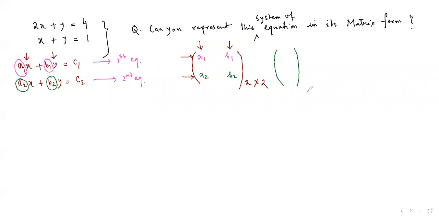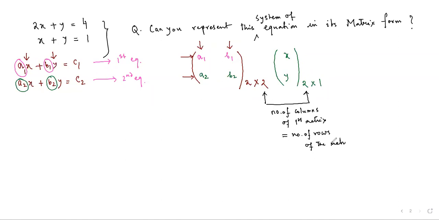And we multiply this by a column matrix, which is x, y. How many rows are there? Two rows. How many columns? One column. We can easily multiply these two because the number of columns of the first matrix is equal to the number of rows of the second matrix.